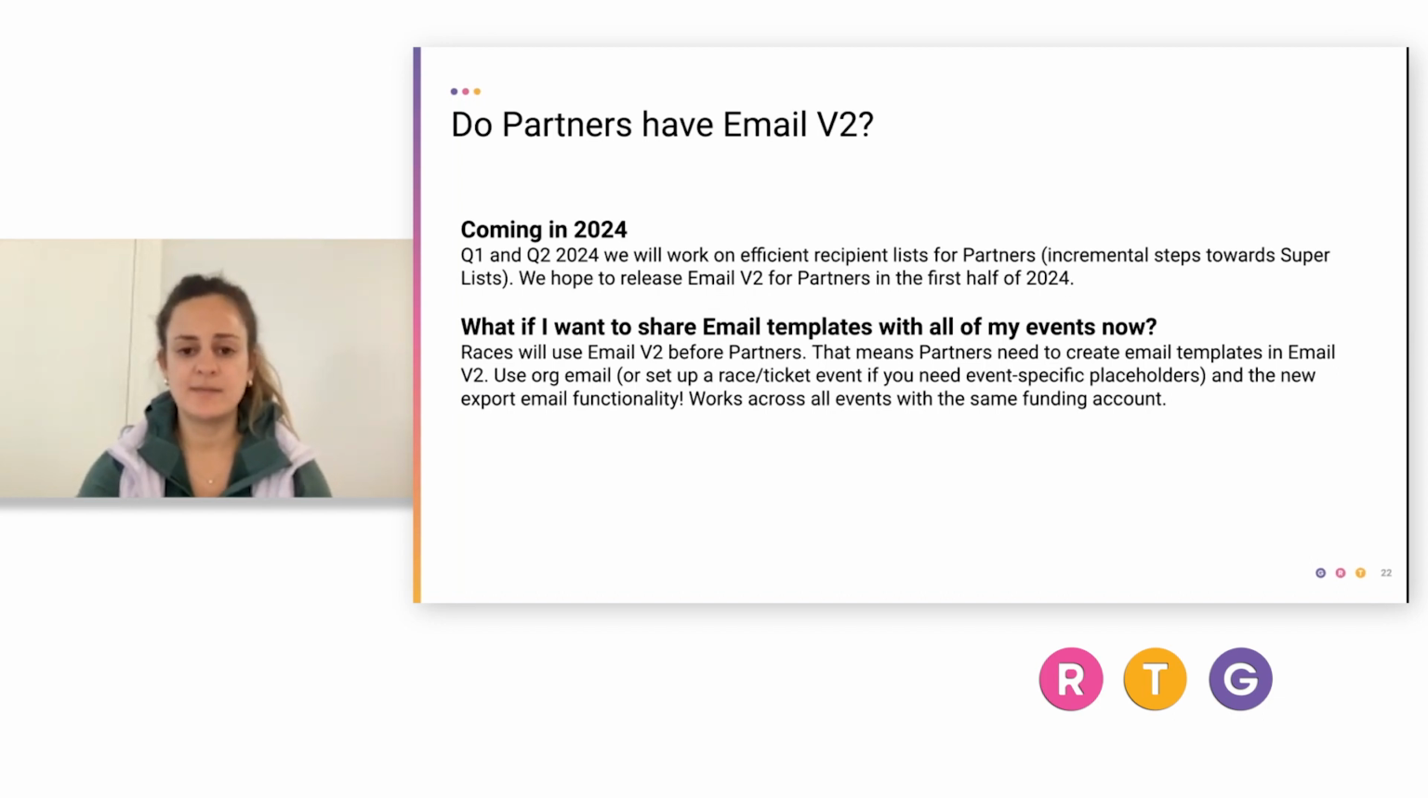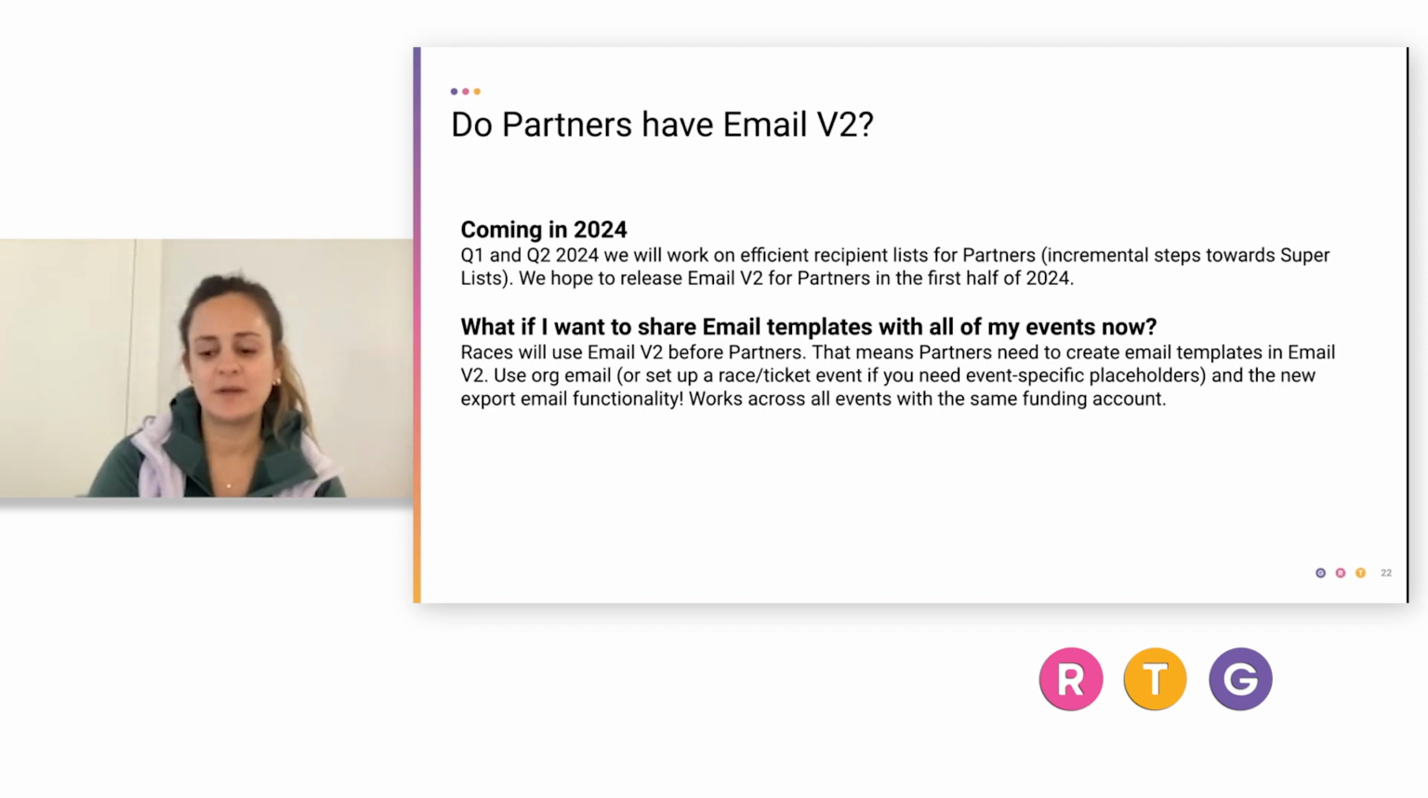If you need to share your email templates with Events Now, we recommend either creating those in races or in org email and using that new export functionality to share those templates out. But definitely bringing email v2 into partner dashboards is the highest priority for 2024.